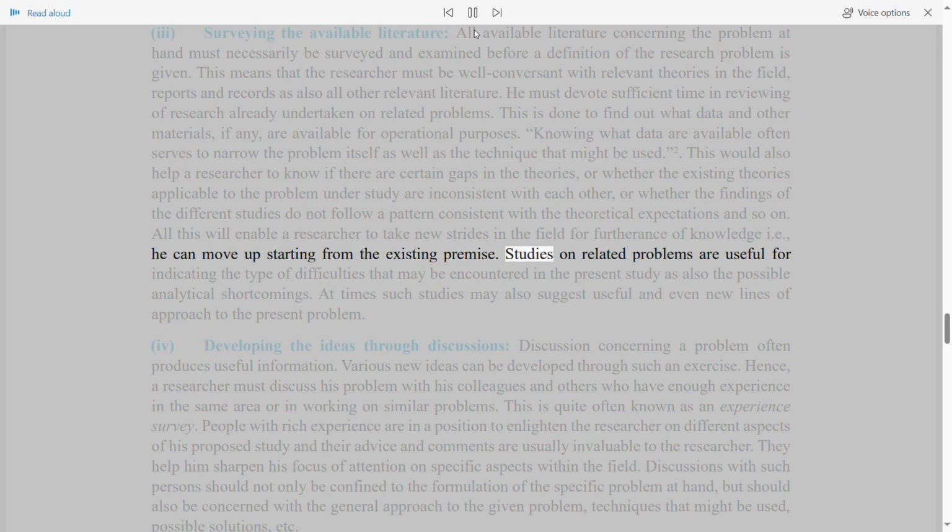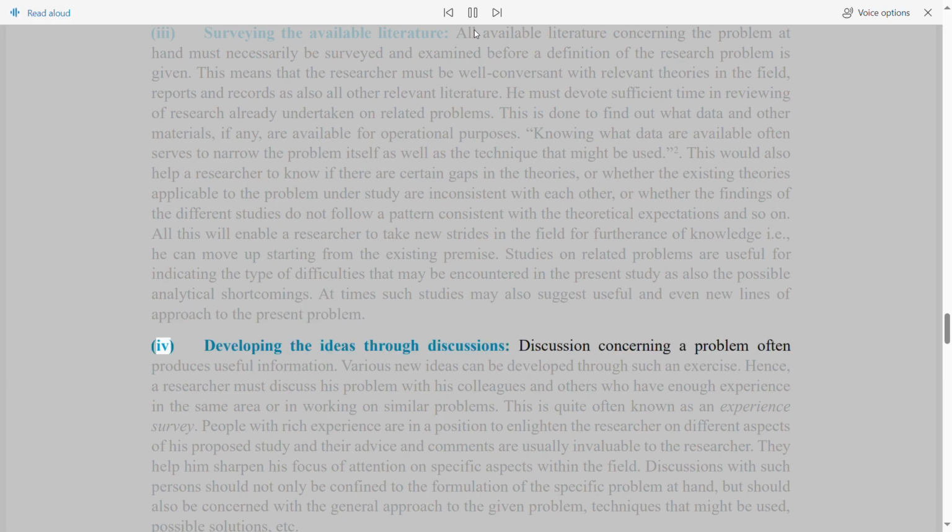Studies on related problems are useful for indicating the type of difficulties that may be encountered in the present study as also the possible analytical shortcomings. At times, such studies may also suggest useful and even new lines of approach to the present problem.